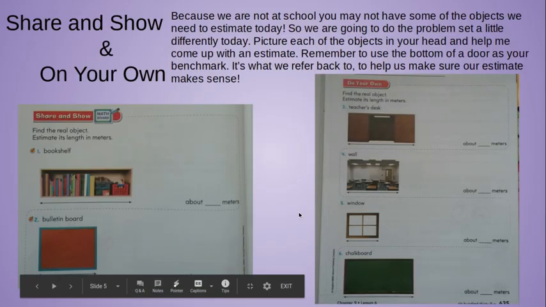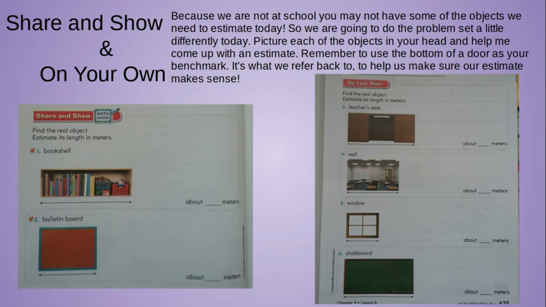Let's take a look at the share and show and the on your own section. It says, because we are not at school, you may not have some of the objects we need to estimate today. So we are going to do the problem set a little differently today. Picture each of the objects in your head and help me come up with an estimate. Remember to use the bottom of a door as your benchmark. So remember, the bottom of a door is about 1 meter long. So think to yourself, when we look at each of these objects, is this object more or less or close to the same as the width of the bottom of the door?